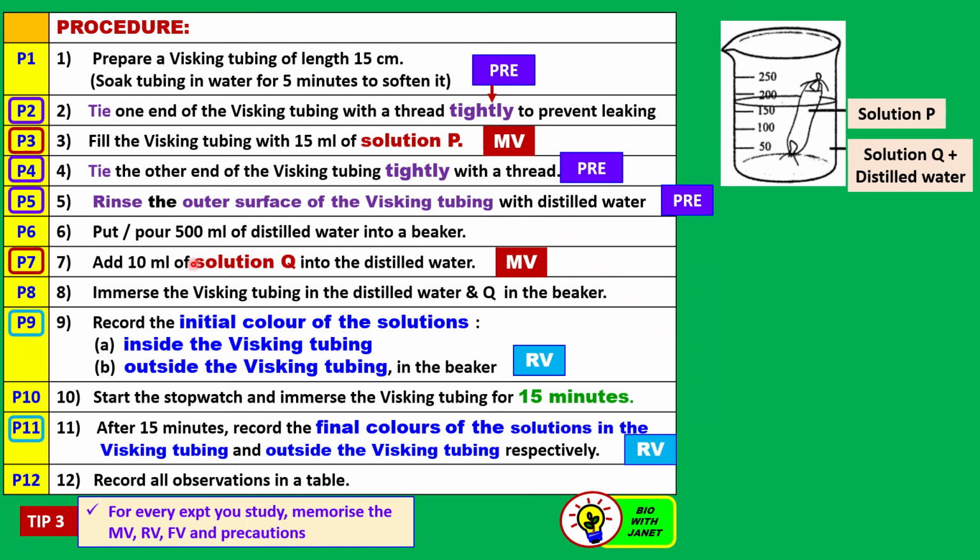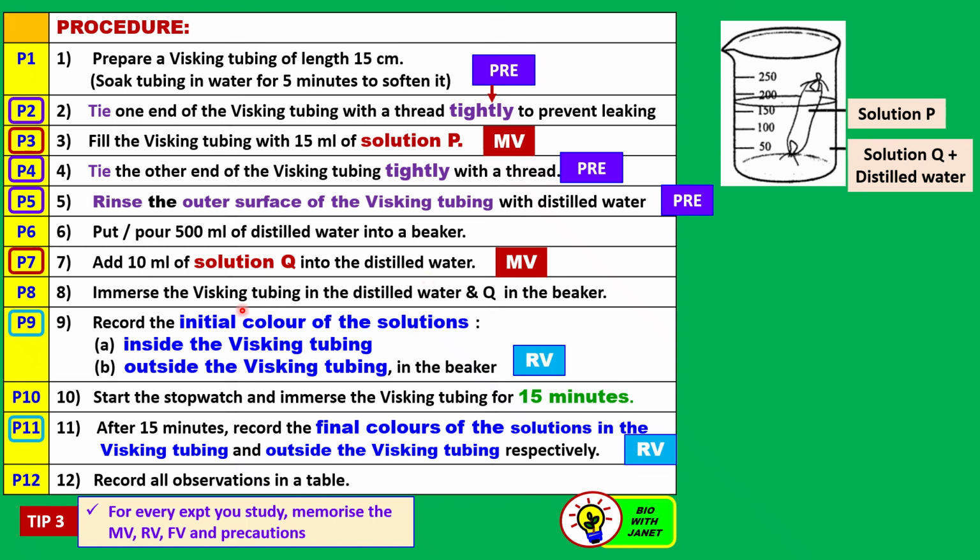The 3 precautions. Next, pour 500 ml of distilled water into a beaker. Put it into the big beaker, and then add 10 ml of solution Q into the distilled water. That's the iodine solution, right? So this is also part of MV because you have to state what you do with the solution P and what you do with the solution Q, because these 2 have molecules of different sizes, right? That is the starch molecules and the iodine molecules or iodide ions.